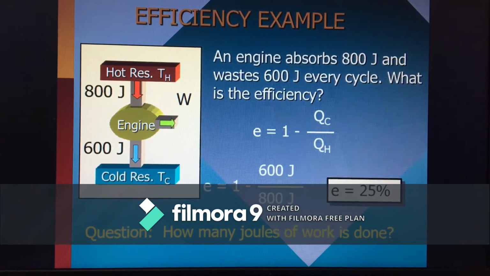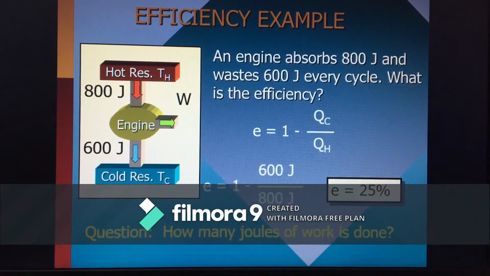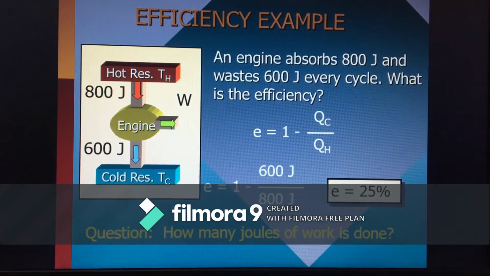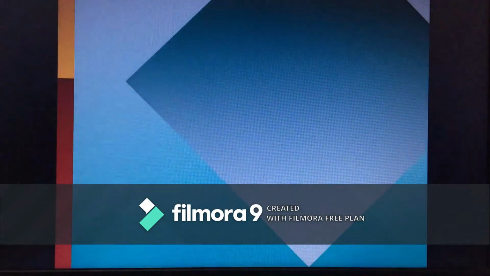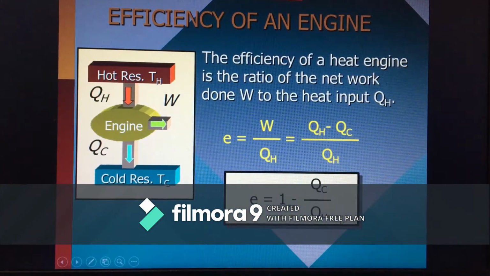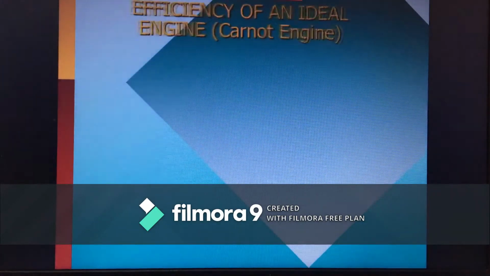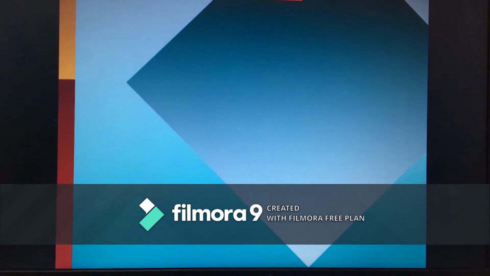So now the question is, how many joules of work is done? So nakuha natin yung efficiency. We have solved the efficiency. The question is, how many joules of work done? So paano natin i-calculate yung work, class? So kanina in the previous slide, okay, so in this slide we have efficiency is equal to work over QH. Then to answer that question, we have to solve using that formula. Okay? Do you follow, class?